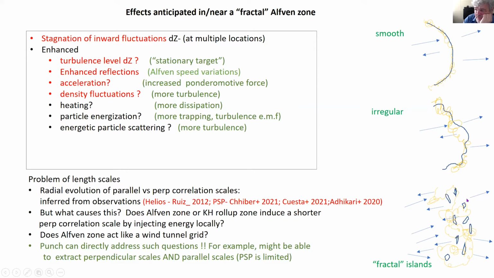Of course, it might also be that there's a selection effect just caused by the fact that you see more radial field when you move closer to the sun. But that begs the question as to why the parallel scale is as short as it is. Does that go back to some kind of dynamics near the Alfvén zone? We simply don't know the answer to these questions, but I think PUNCH can address a lot of these issues.